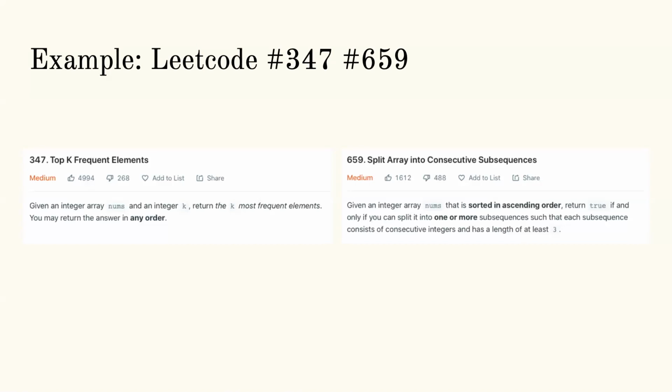And in question 659, it is kind of similar to the former one, but it is a little bit more complicated. In question number 659, it is kind of similar to the first one because you also need to deal with the frequencies of different values. And similarly, you can use the heap to deal with the ordering of them.